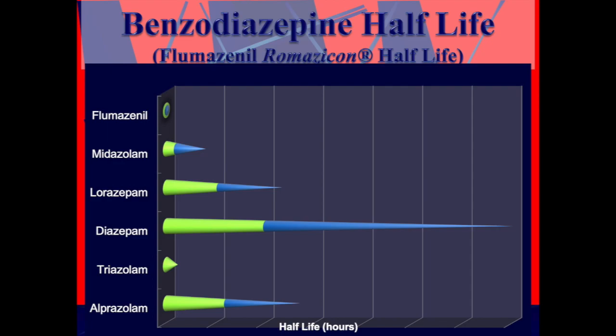patient. And this diagram shows you how small the half-life of flumazenil is compared to midazolam, lorazepam, diazepam, triazolam, and alprazolam again. You can see that with diazepam, the reversal is almost hopeless because of the length of time that it takes for the drug to be metabolized and excreted. Diazepam, the metabolite is just as active as the original diazepam drug is.